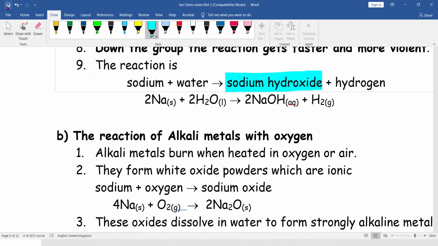The equation I'm showing you is sodium and water. I want you to write for me potassium and water and lithium and water.